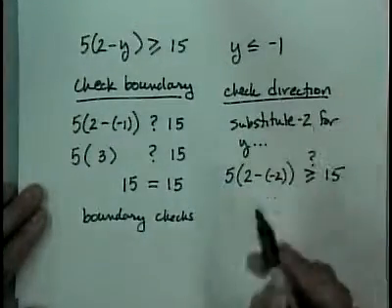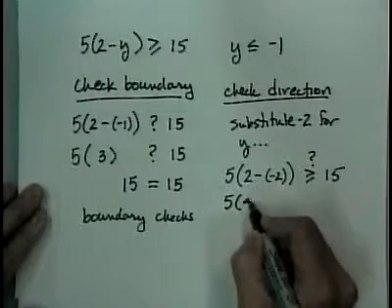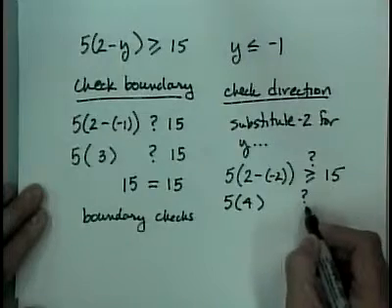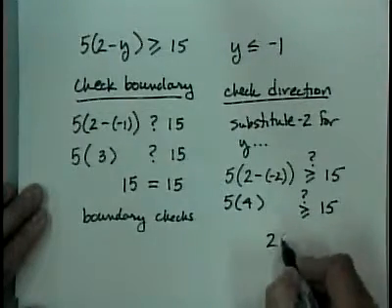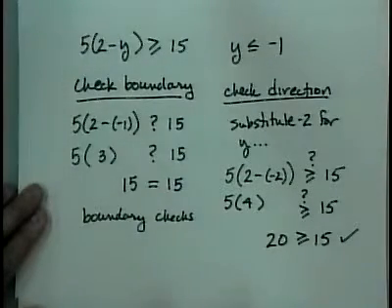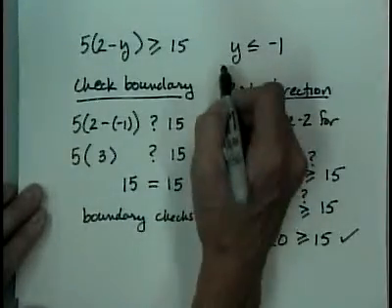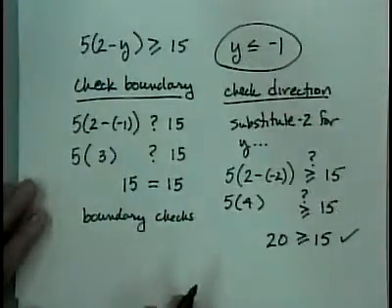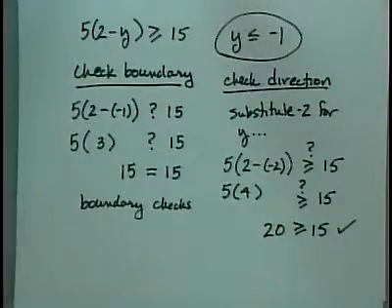In which case our direction would check. Continuing to simplify, this is 5 times 4. Is that greater than or equal to 15? Well, that's 20, which is greater than or equal to 15, and so our direction checks. These two procedures are necessary to confirm or check that y less than or equal to -1 is the solution set to the inequality.